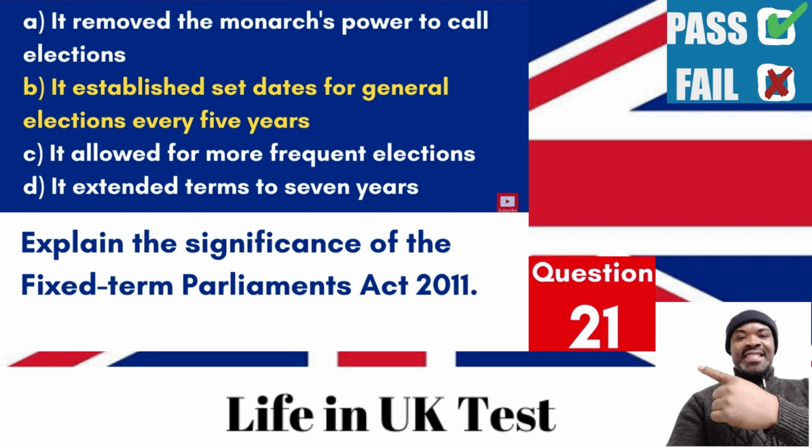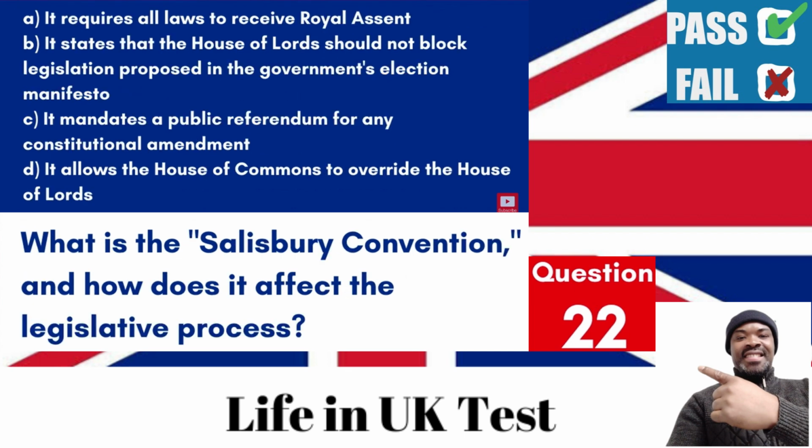Answer. B. It established set dates for general elections every 5 years. The Fixed-Term Parliaments Act 2011 was significant as it set the general elections to occur on a fixed schedule, rather than being called at the discretion of the Prime Minister.